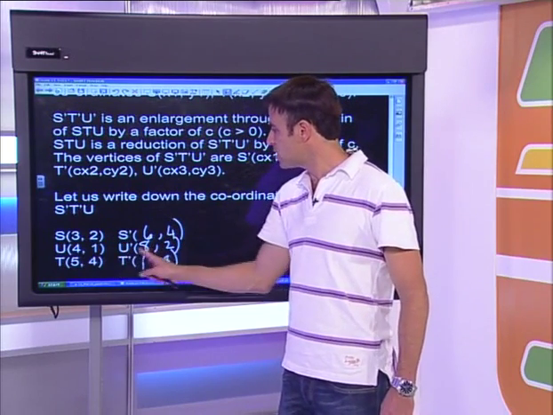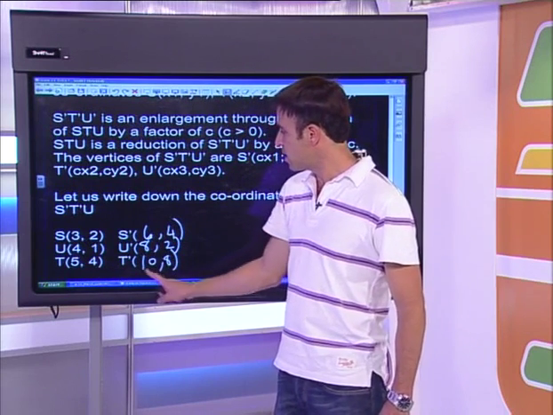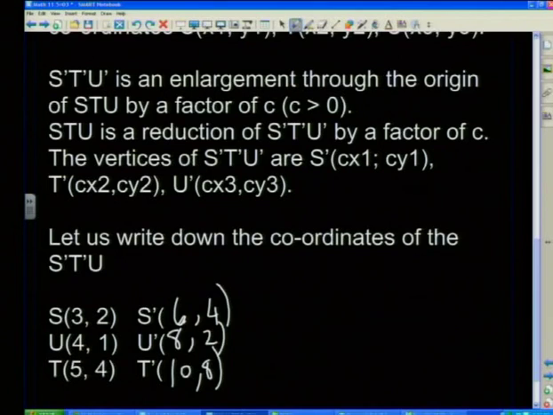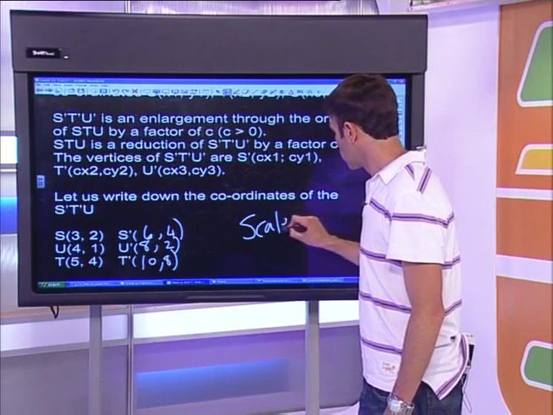4 times 2 is 8. 1 times 2 is 2. 5 times 2 is 10. And 4 times 2 is 8. So the scale factor is, of course, 2.